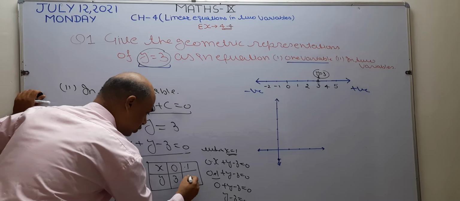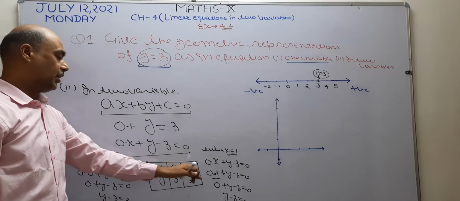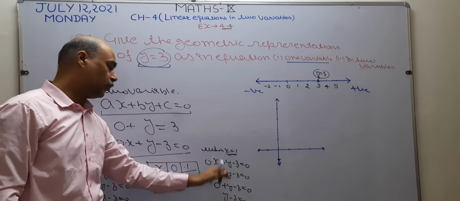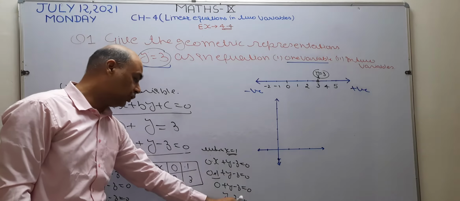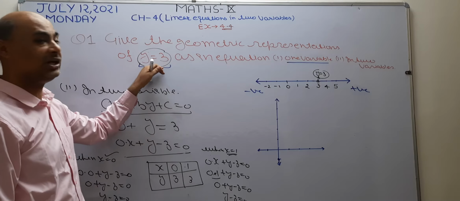The value of y is going to repeat again. The same value is there. You can take x value 1, 2, 3, 4, 5, anything. The value of y is going to remain the same because it is given. Y is going to be represented by only 3.